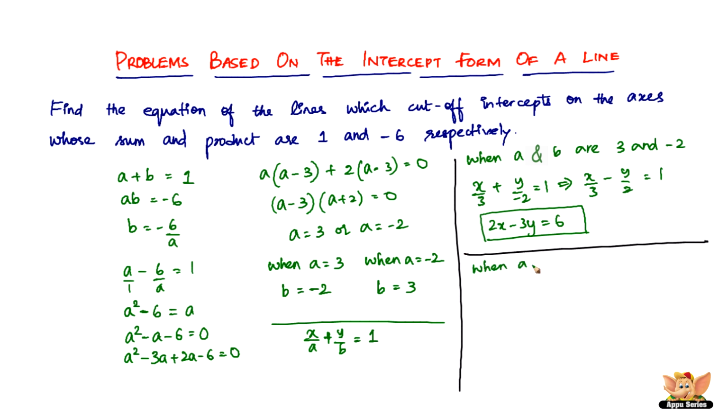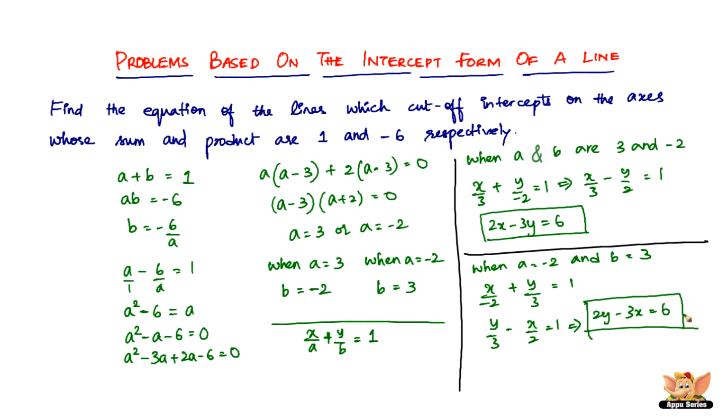One more is when a equals negative 2 and b equals 3. So you get x by minus 2 plus y by 3 equals 1. This is nothing but y by 3 minus x by 2 equals 1, which is nothing but 2y minus 3x equals 6. So the equations for the lines which cut off intercepts on the axis are 2x minus 3y equals 6 and 2y minus 3x equals 6, right?